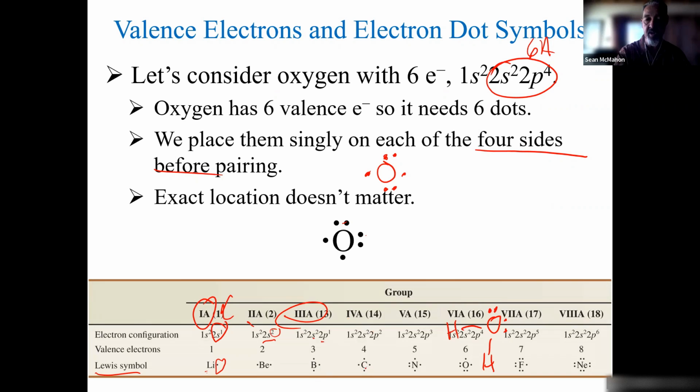Carbon, group 4A, 4 dots. That's why carbon likes to have 4 bonds. That's why it's a central atom, because it can form 4 bonds. Nitrogen, group 5A. How do I know? It has 5 valence electrons, 2s2, 2p3. I draw 5 dots, 1, 2, 3, 4, 5. It has 3 unpaired electrons, 1, 2, 3. Likes to have 3 bonds. That's why we see ammonia, NH3. Right, carbon, you see CH4, methane, because it likes to have 4 bonds.